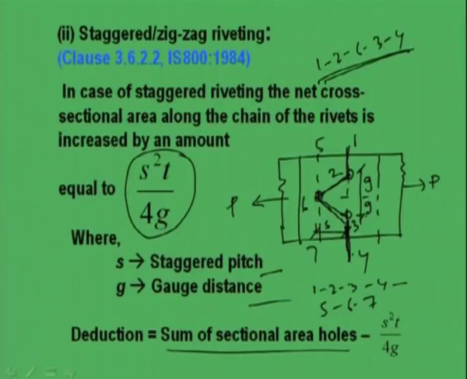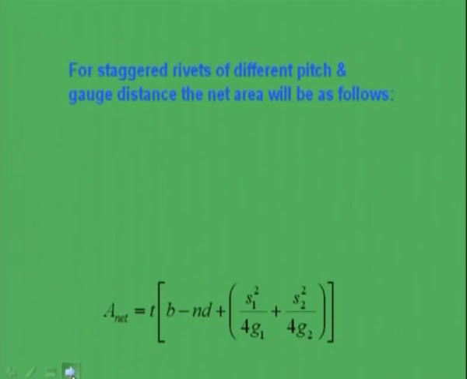When we are considering the failure through this, we have to consider this one. In that case, the number of rivets will be 3, but the deduction of area has to be reduced by S square t by 4G also. That means sum of sectional area, that means here 3 into d into t, minus S square t by 4G. So the total deduction will be this. So in this way we can calculate.